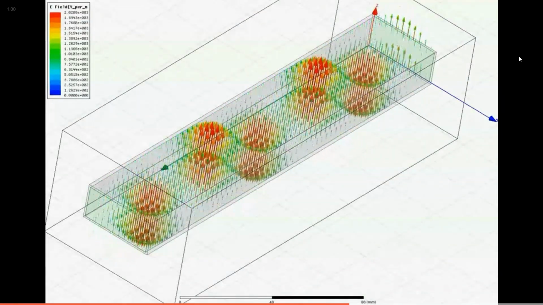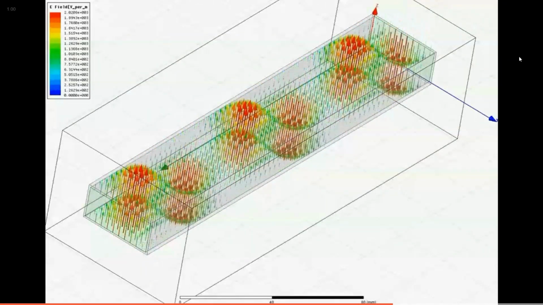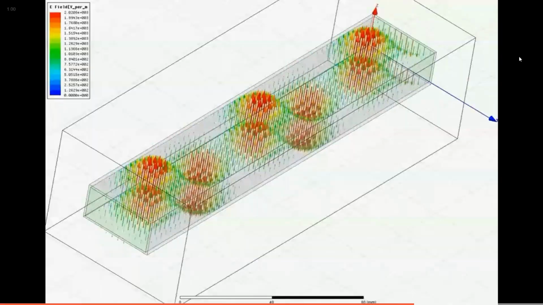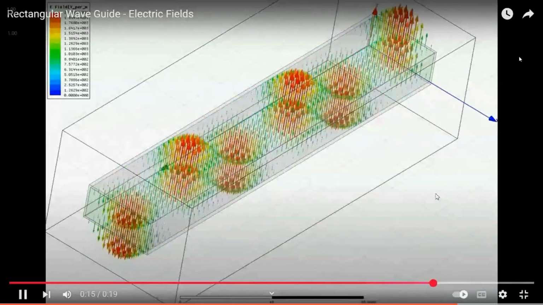So as you can see, the wave is propagating forwards, and at the same time, the electric field is perpendicular to the direction of the wave propagation. That's why it's called a transverse electric wave.